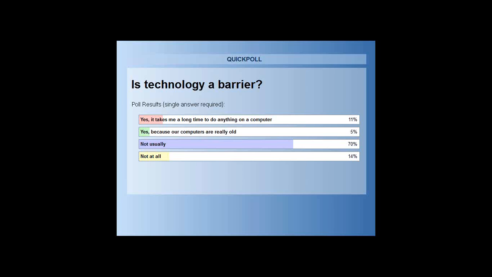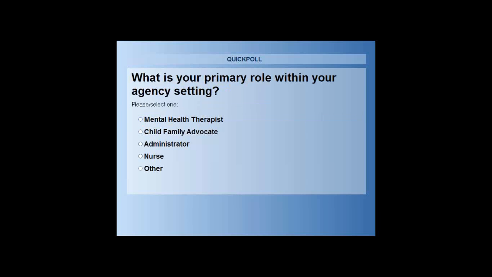The next question I want to know, to make sure folks are paying attention, is what you do for your agency. What's your primary role? I realize we might have a couple folks on here who aren't necessarily a clinician or a therapist, but are curious about this topic.